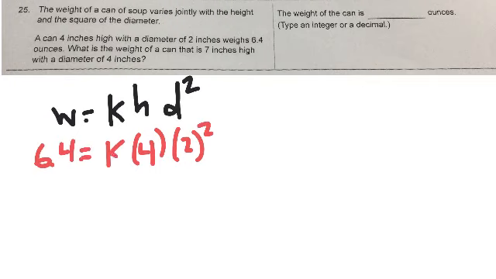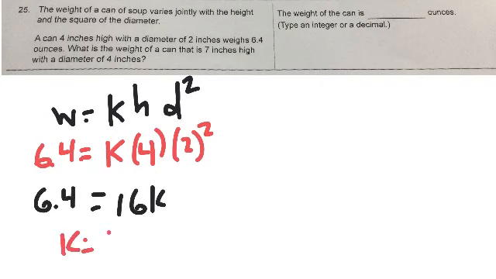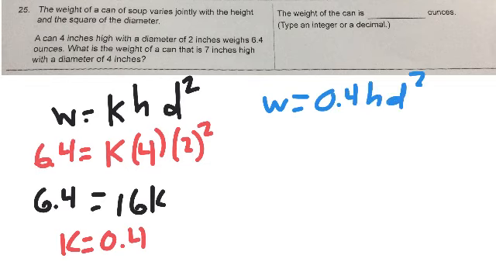6.4 equals K times 4 times 2 squared. Now simplify that out. So 4 times 2 squared is going to be 16. So I've got 16K equals 6.4. Then divide by 16, we get K equals 0.4. So I know what K is equal to. So substitute that back into the original. Now substitute in the new situation.